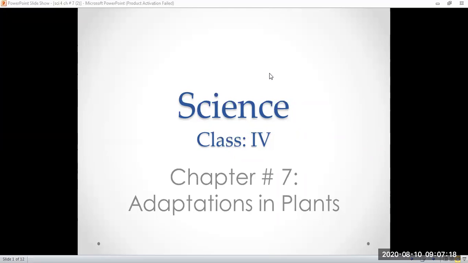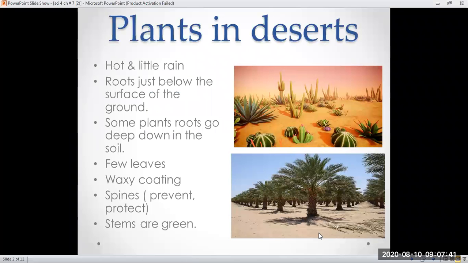In the plains, we have seen the deciduous trees. Those trees which shed their leaves at the same time in the autumn season are known as deciduous trees, and they grow in the plains. Now the third type of plants we are going to read today is the plants in the desert.